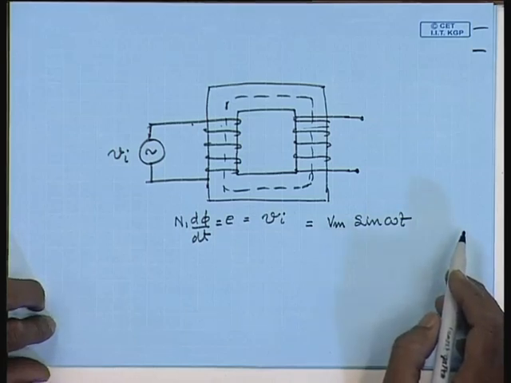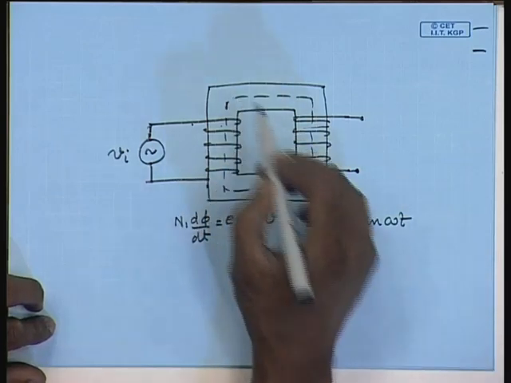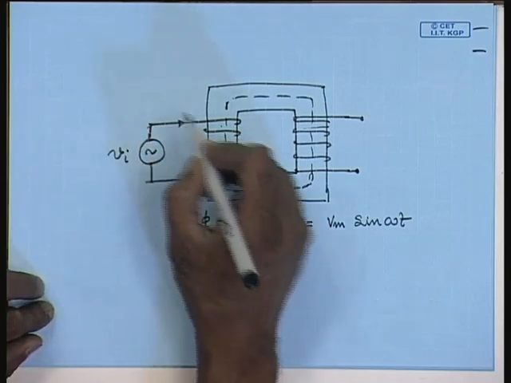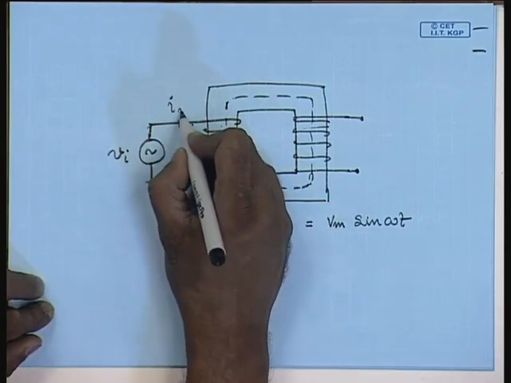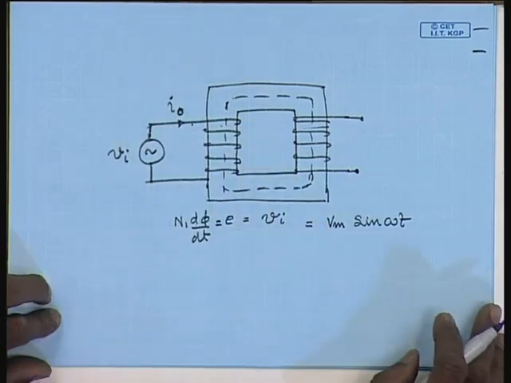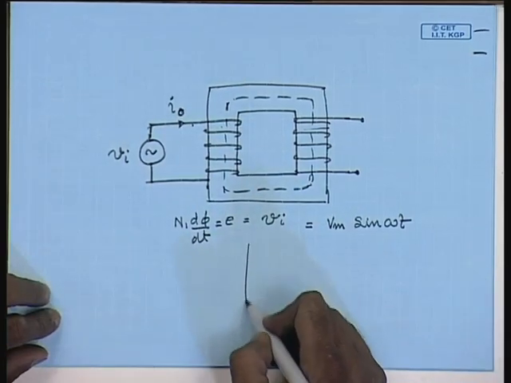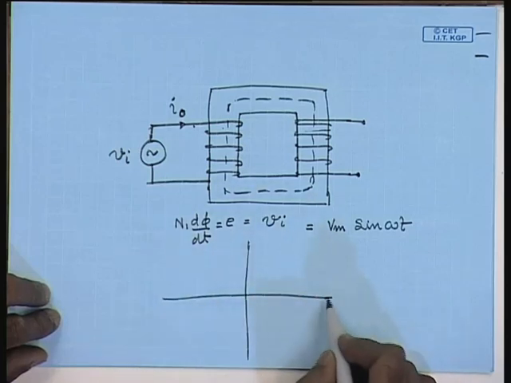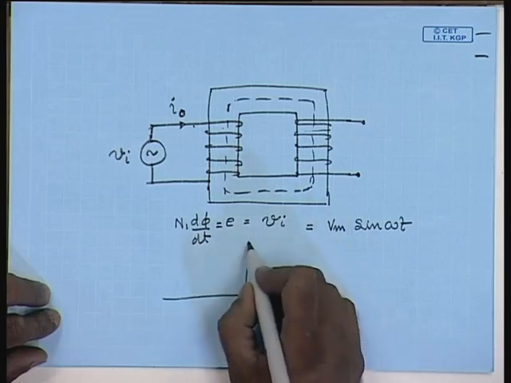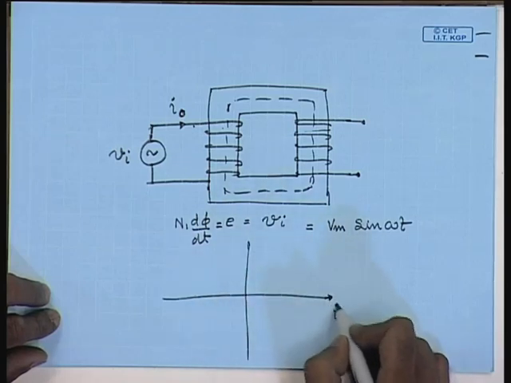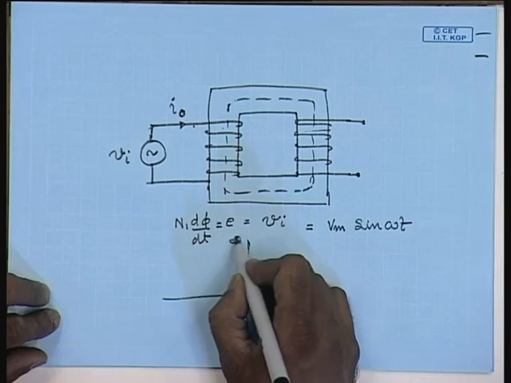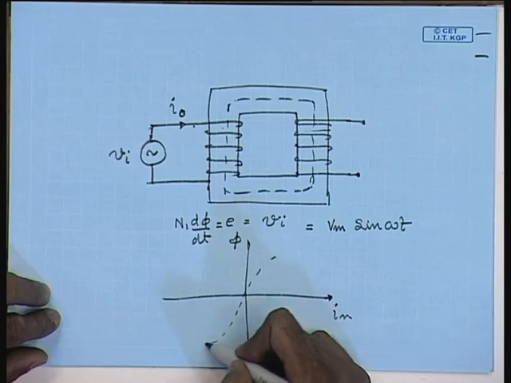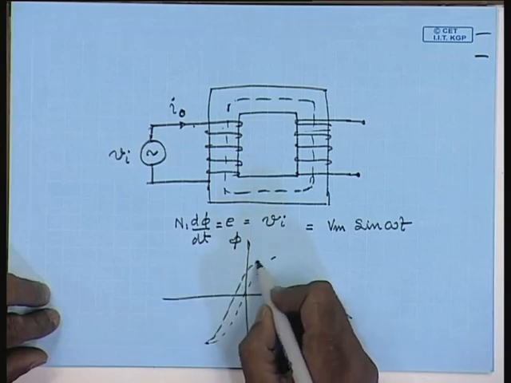Now, had the magnetic material been linear, the magnetizing current drawn by the transformer would also have been a sine wave. However, this is not the case in a practical transformer. In a practical transformer, the no load current, the magnetizing current and the flux are related by the BH characteristics of the material.